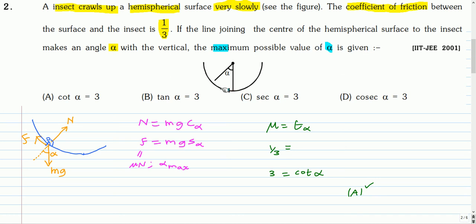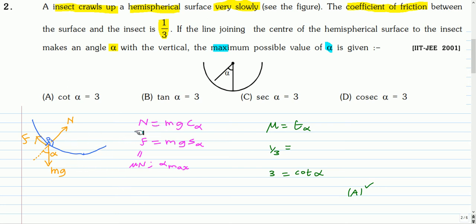So the insect is crawling up. Beyond a certain height, the force which is acting, pulling it down, which is the component of the weight, will be more than the friction force which the surface can provide. So at that angle it will start slipping. So this is the free body diagram of the insect. The forces acting are its weight mg, the normal reaction which will be along the normal to the surface, and the friction force, which will be tangential to the surface.